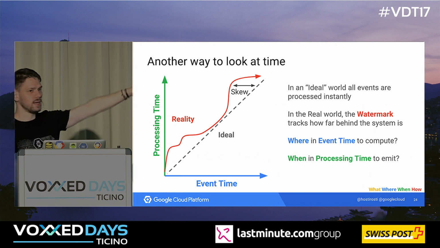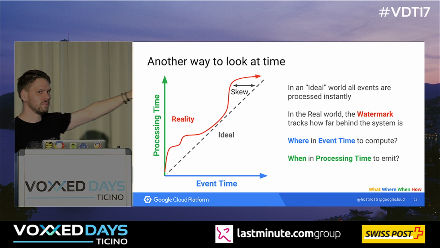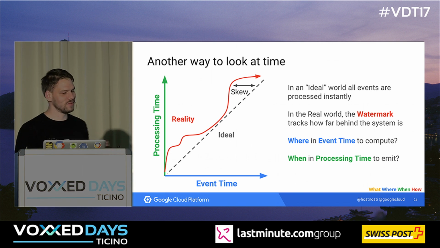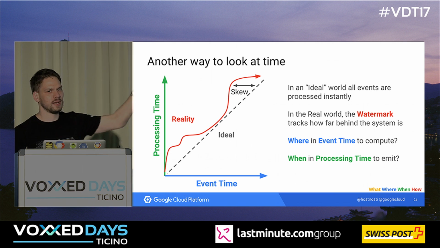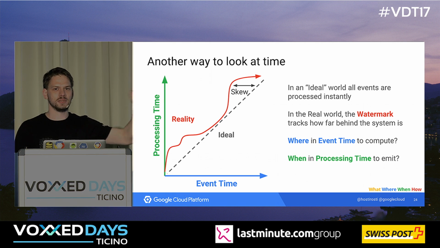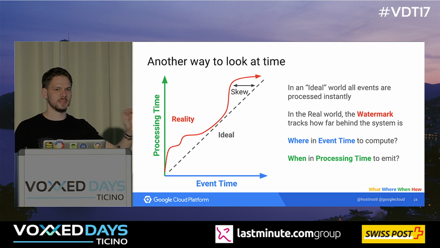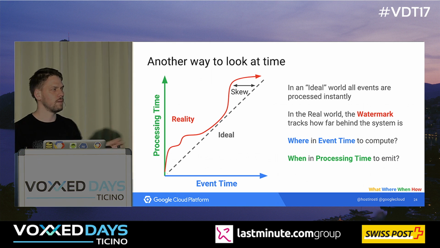So if you find any elements in the lower right part, it basically means that you can look into the future. You're processing your data before it even happened. So the ideal world is really that the elements are on that line. That would mean that an event happens and is directly processed. So you have no delay between processing and the actual event happening.